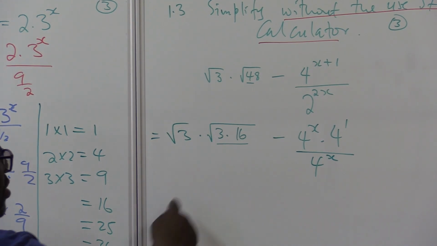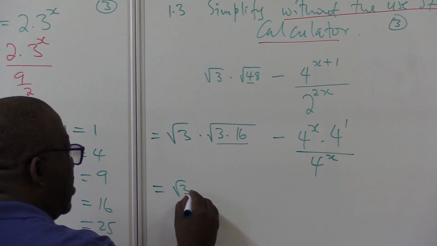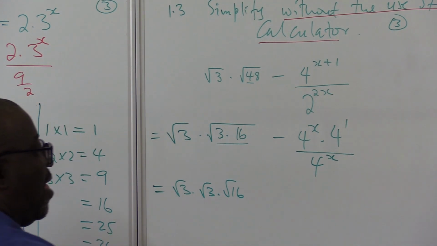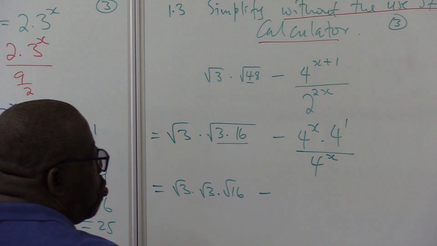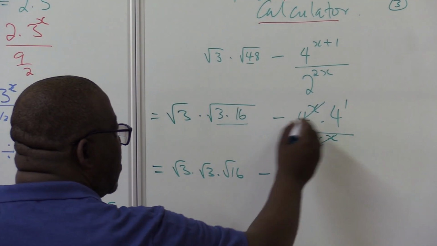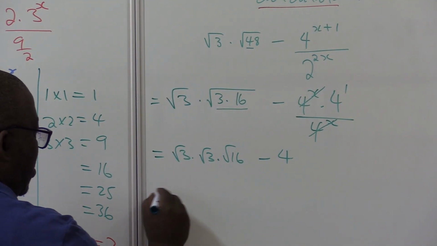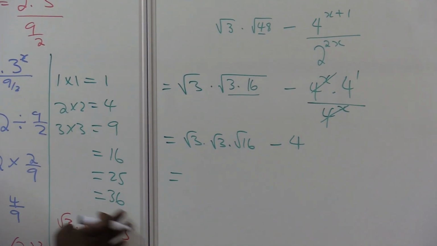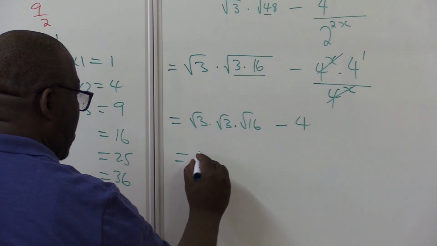Let's do this. So this is in actual fact the same as root 3 times root 3 times root 16. This side, it's minus. You can see that to this one, and that one, it's 1. So it's minus 4 to the power 1, which is 4. That's what we have. We're trying to simplify, responding to this without using a calculator. What is root 3 times root 3? We've talked about it here. Root 3 times root 3 is equal to 3. So this is actually giving me 3.